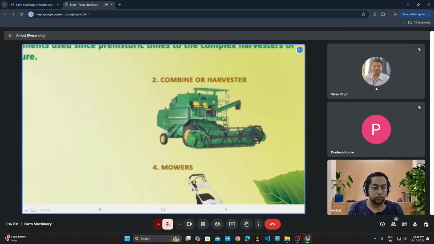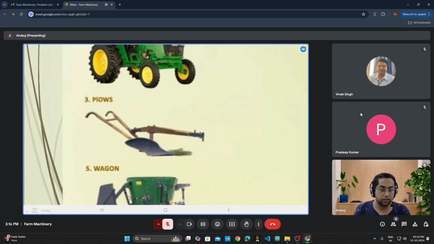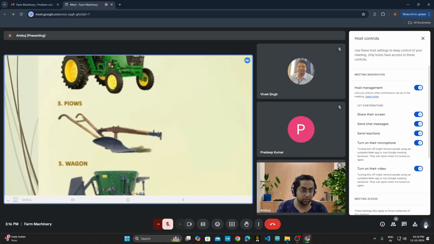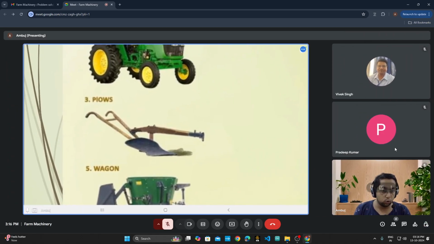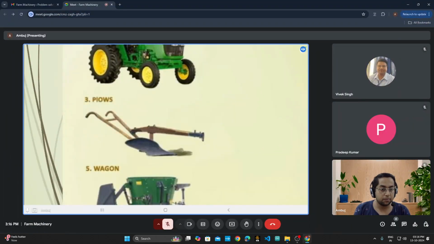Then comes the plow. Different types of plows are there. This one is the moldboard plow. Other types are the chisel plow, and the mole plow I showed you in the previous lecture. What is your mole plow? Similar types of equipment are used for your primary tillage procedure. For primary tillage, plows are generally used.